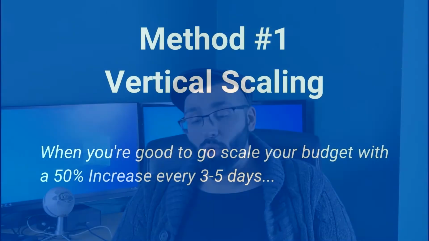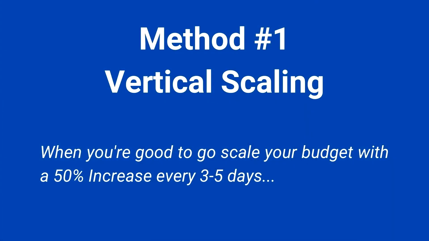So the first one is called vertical scale, which is increasing your budget. The truth is, all you're doing is just slowly increasing your budget. If you find you're good to go with a winning campaign, you can scale that budget by 50% every 3 or 5 days. But here's the thing, if you're running low budgets like $10 or $20, I'd have no problem doubling that figure since it's low and it won't be a problem.